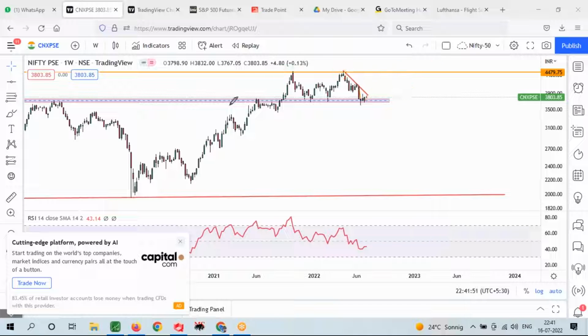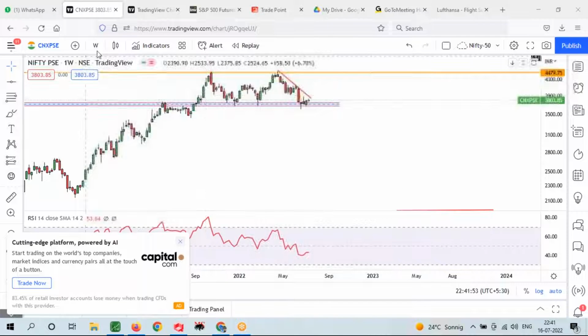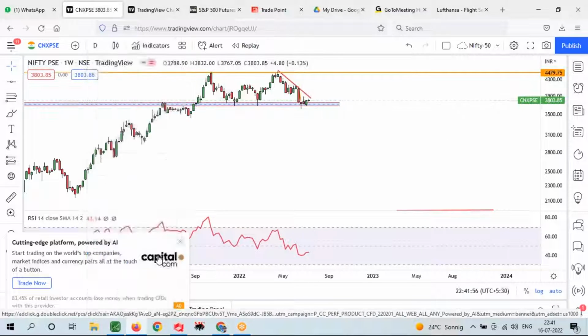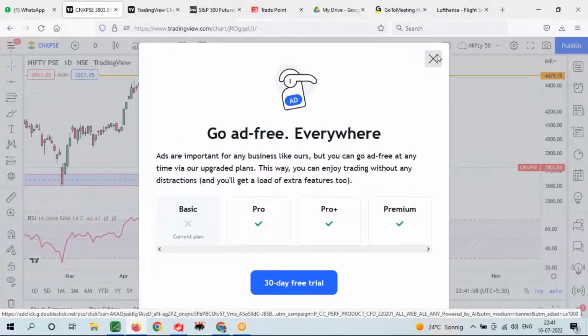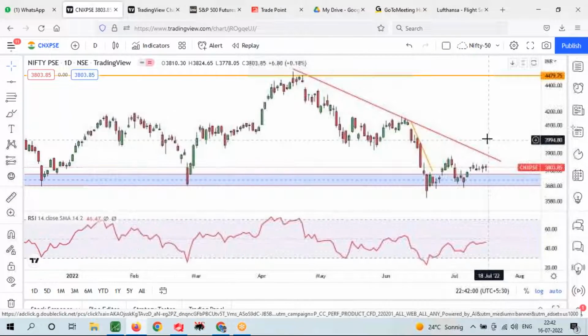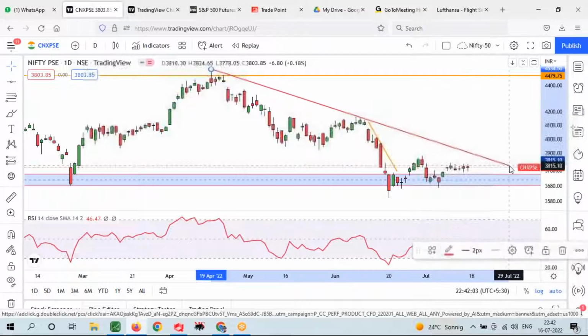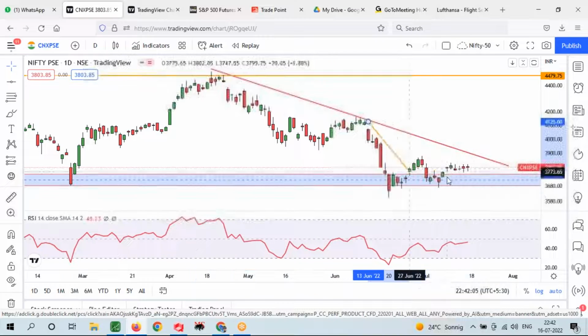There's a good reversal candle on the weekly, and then look at the daily chart, right? So easy, no confusion. Okay, look at here.